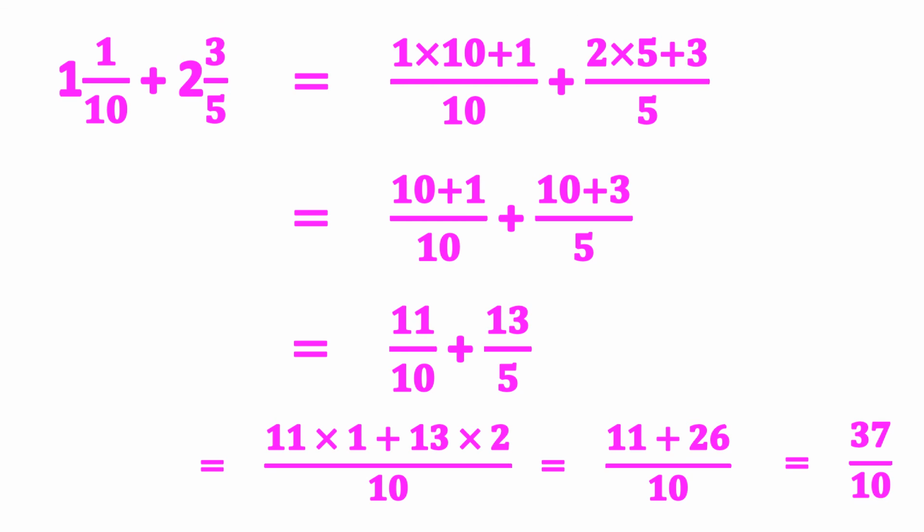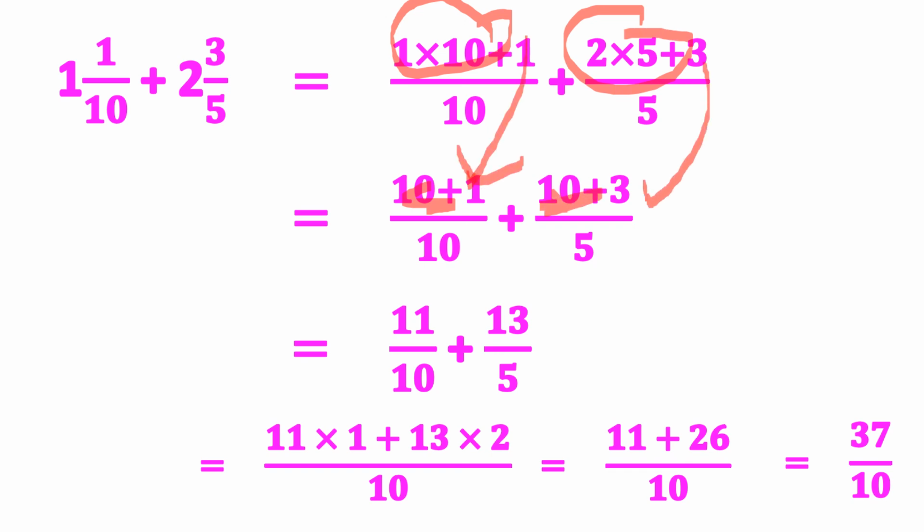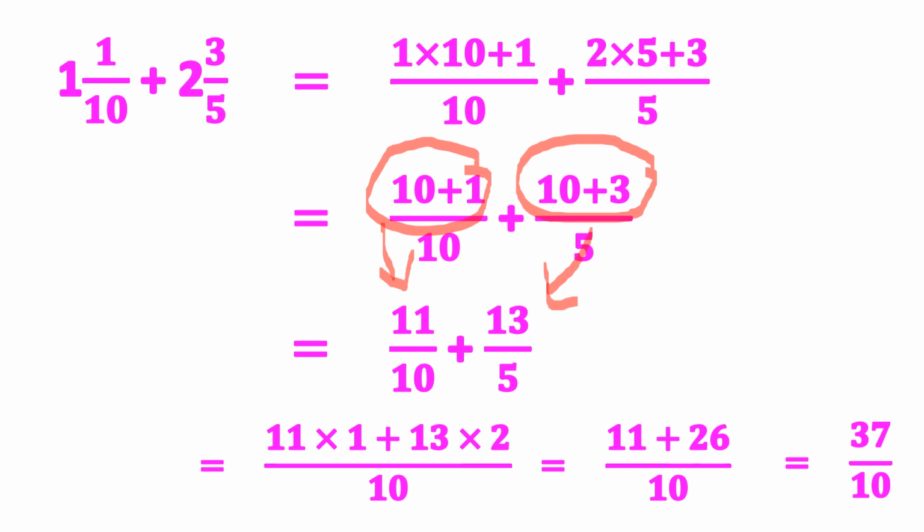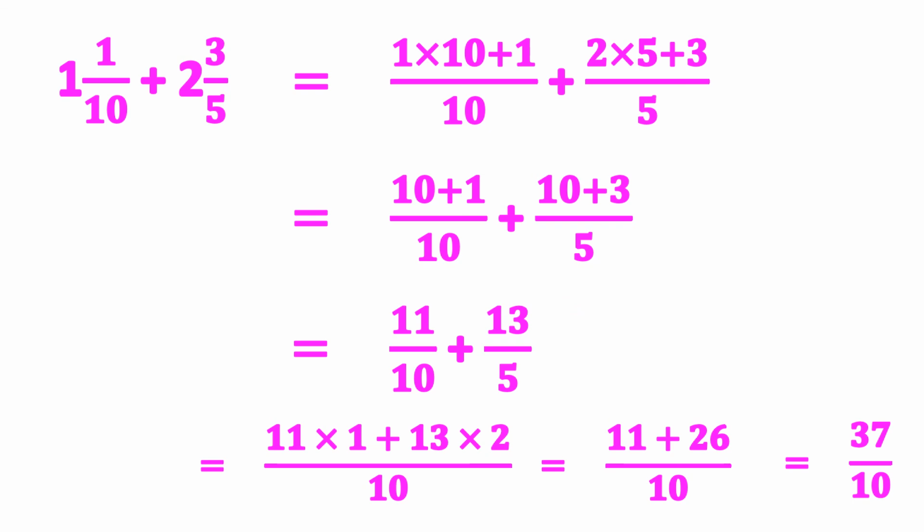Multiplication first. So 10 into 1, 10. Then 2 into 5, again 10. 1 will remain as it is. 3 will remain as it is. After that, normal addition. 10 plus 1, 11, right? Then 10 plus 3, 13, right? 10 and 5 will remain same denominators. So I get 11 by 10 and 13 by 5.